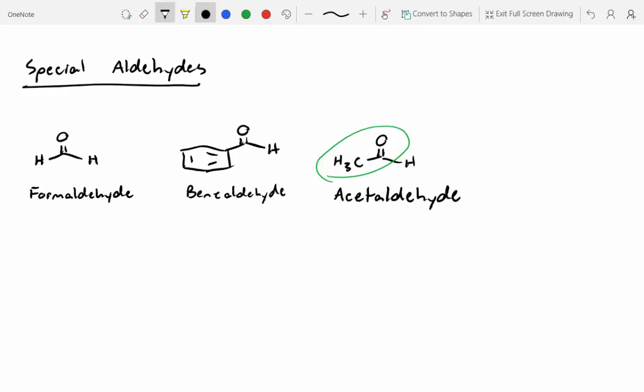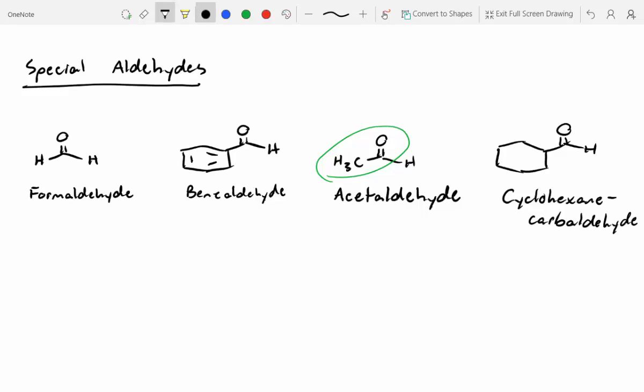The other one that's kind of the curveball in this situation is this one. And this will be cyclohexane. Nope, carbaldehyde. So occasionally you do see these unusual type naming systems. Yeah, to be perfectly honest, I'm not sure why they use a different naming system for this. I'd have to look it up more.